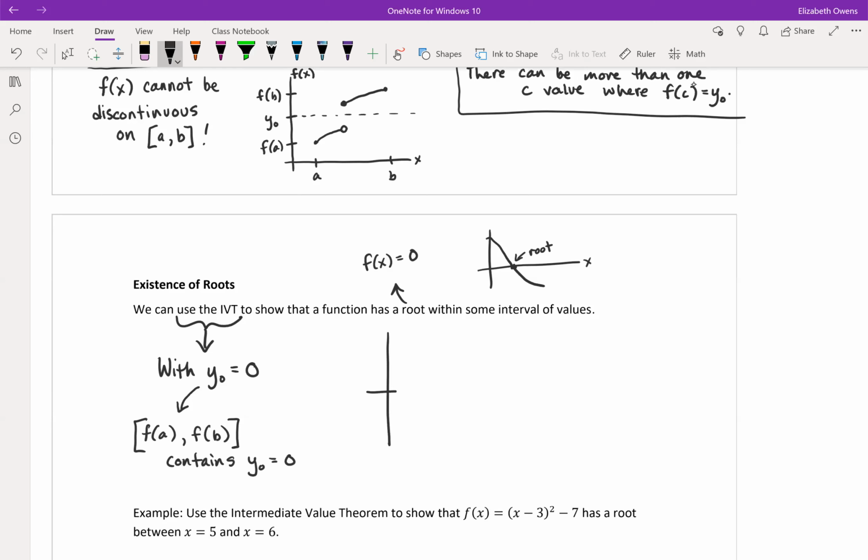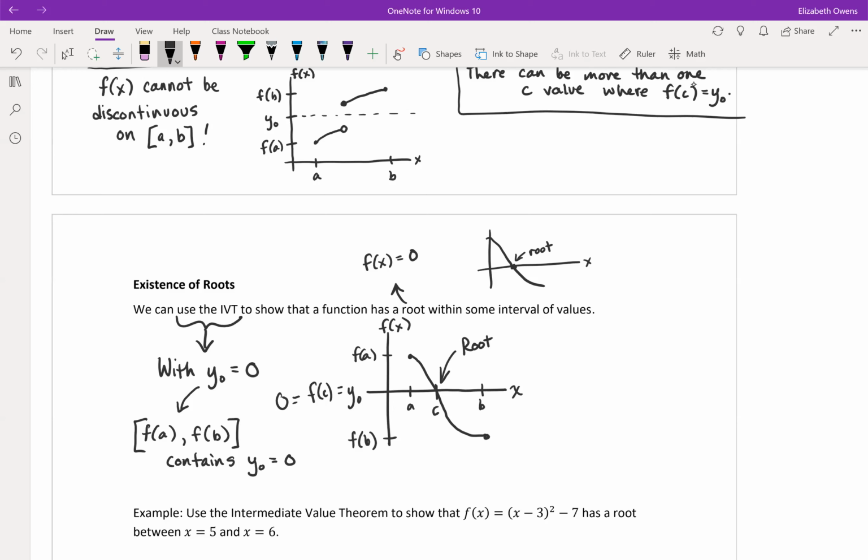If we can show for our function that we're looking at the interval a to b, and let's say f of a is positive and f of b is negative, or vice versa, it could be the other way around, as long as our function f of x is continuous on that interval, then we must have a root somewhere in this interval from a to b. So to draw a continuous function here, we see that we do actually have a root. That c value right there is a root of our function. And that's done by letting our y naught value be 0.